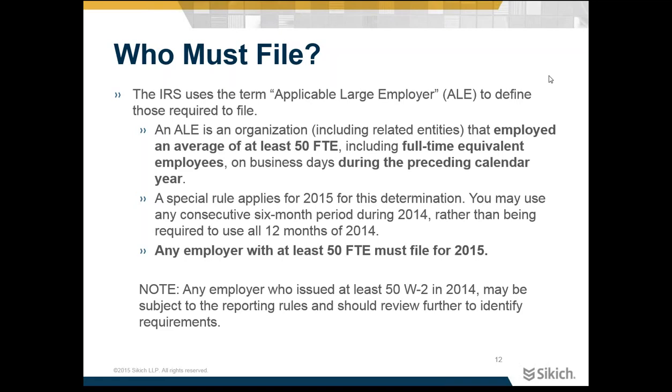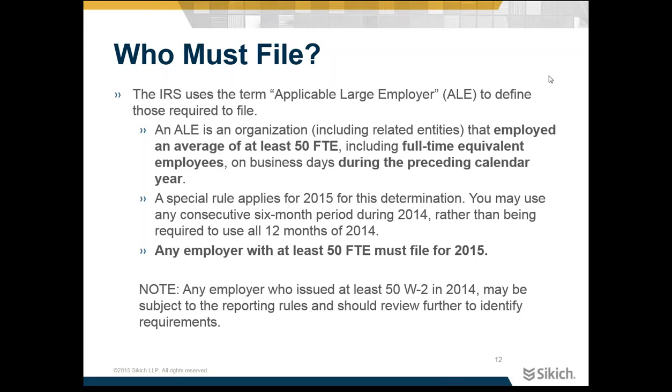Once you do that calculation, if you've got at least the 50 FTEs, you're going to have to file for 2015. We're using kind of a general rule of thumb that if you look at your 2014 W-2s and you see that you issued at least 50 in 2014, at a minimum you should go through this calculation to determine whether or not you're going to be defined to be an applicable large employer for 2015.